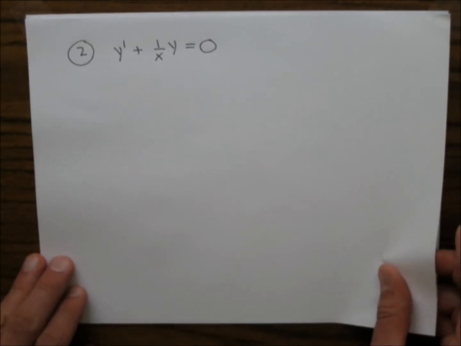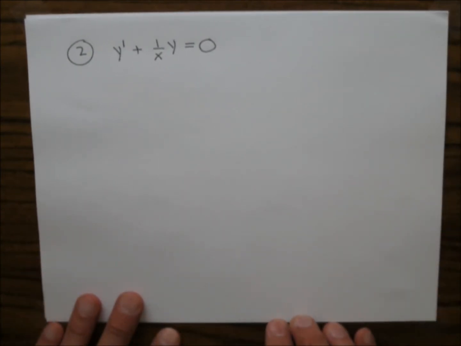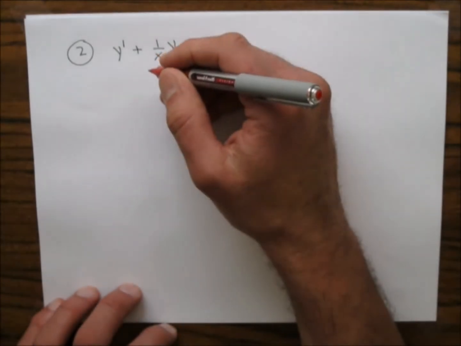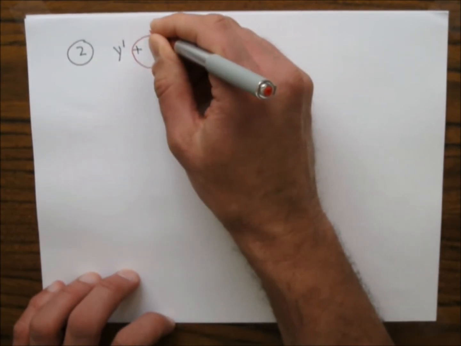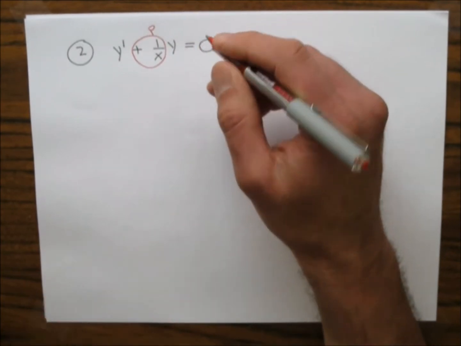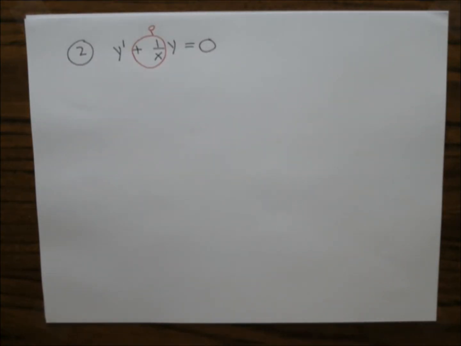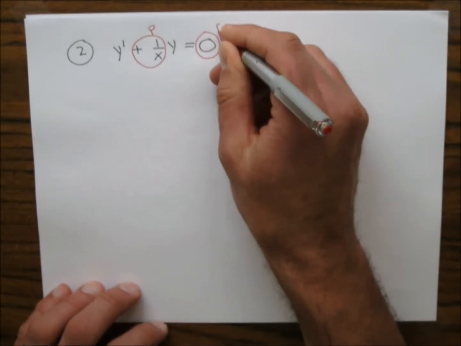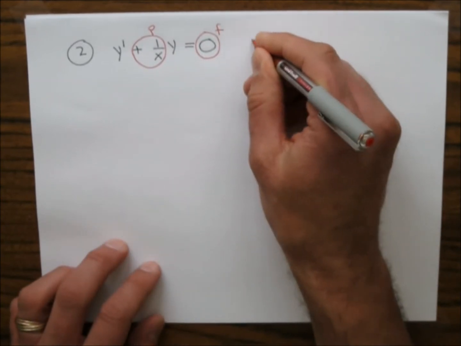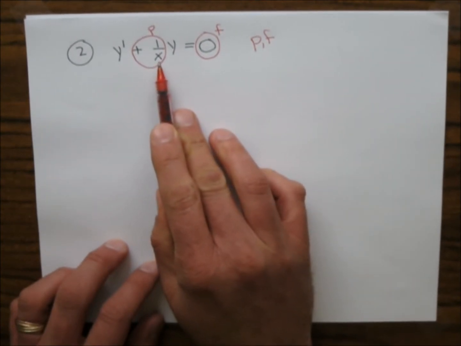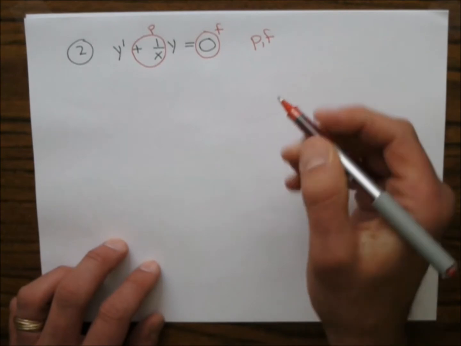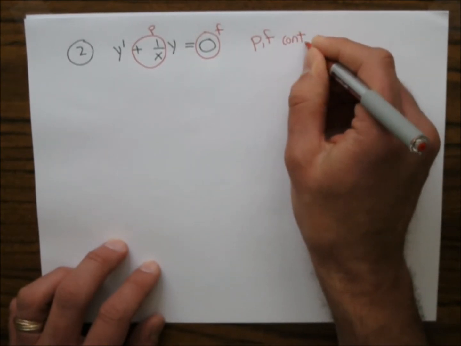Example number 2 looks like this. y prime plus 1 over x times y equals 0. The first thing I do, and you can look at the last problem, I circled this, I identify this as P, and I identify the thing on the right-hand side as F. So that's what I'm doing here. And the last time I said P and F are both continuous on all real numbers, but P actually has a problem there at 0. So I'm solving this differential equation.